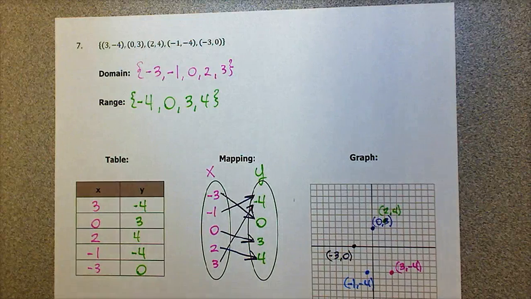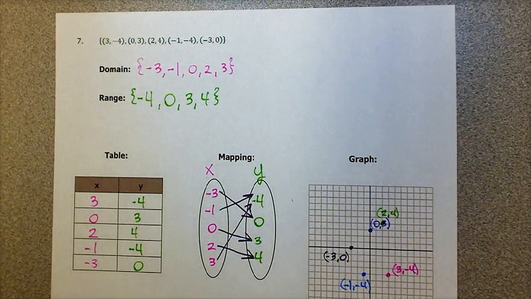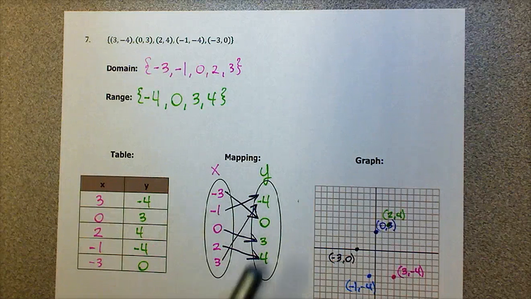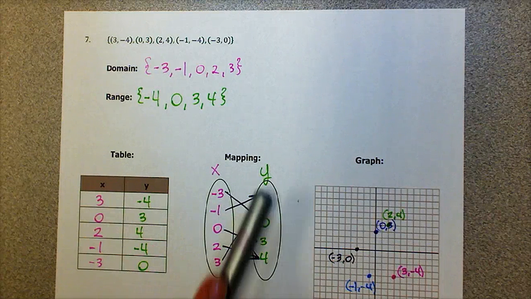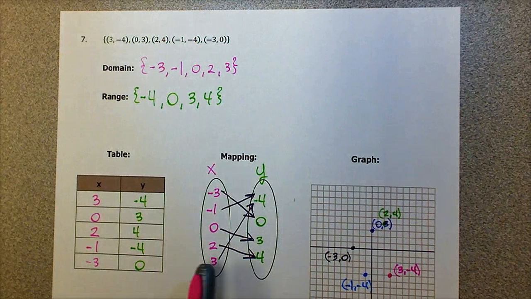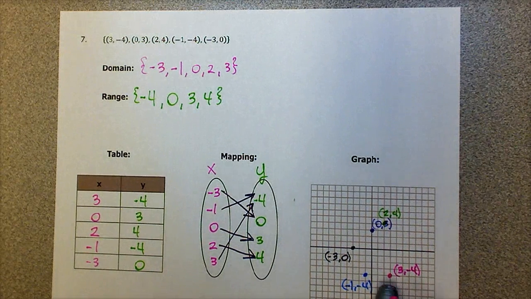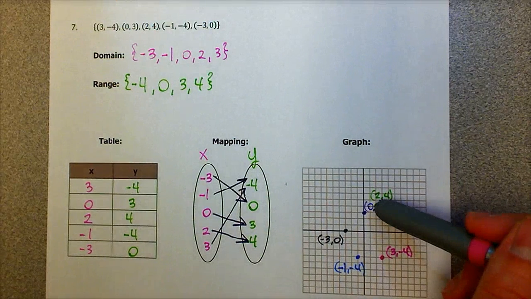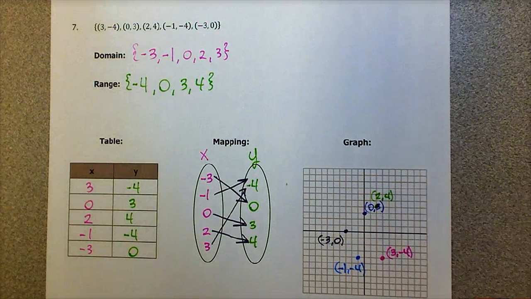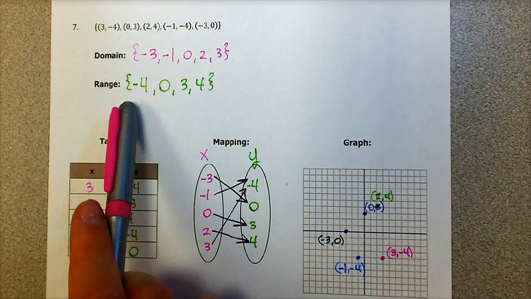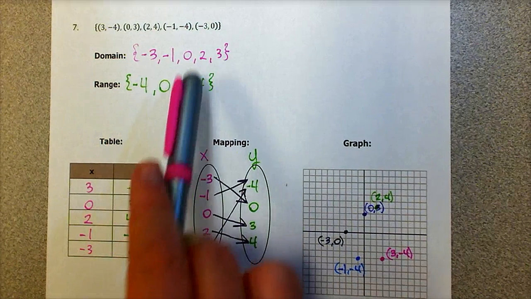Okay, so if you answered problem 7 correctly, then this is what you should have gotten for your answers. Your table should look like this. Your mapping diagram, this. Again, your x values and your y values are least to greatest in order, and you're not repeating any of your values. Your graph should look like this. The point (2, 4) is up here on my 3. And then your domain values are the x values in order. The range values are the y values in order, both of those contained in braces.